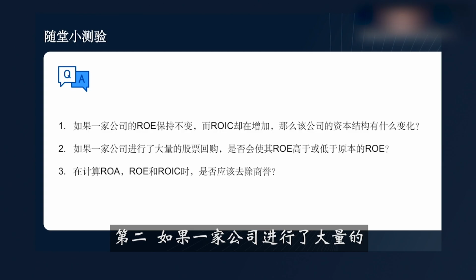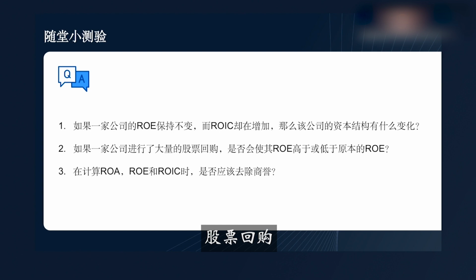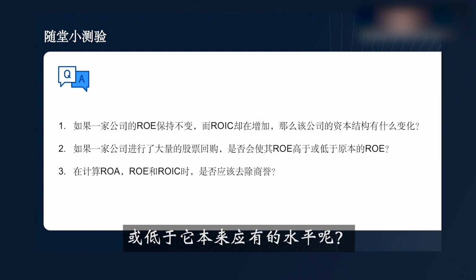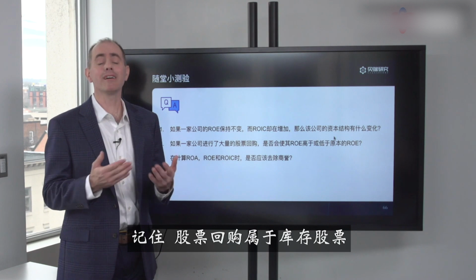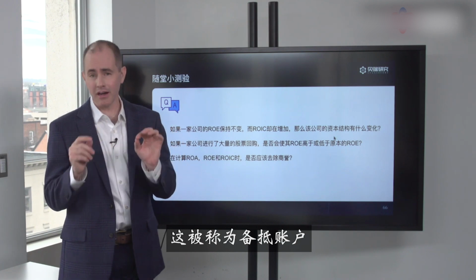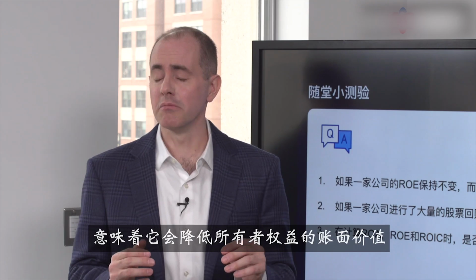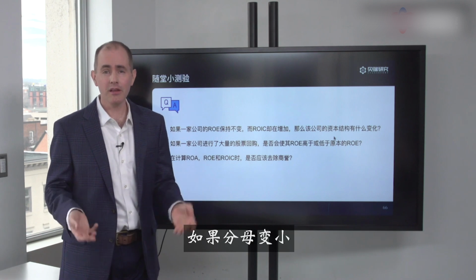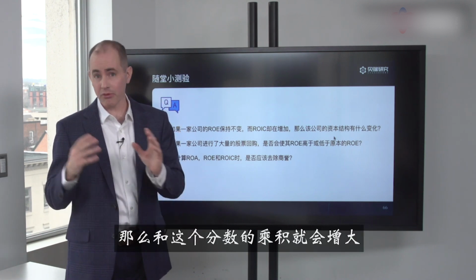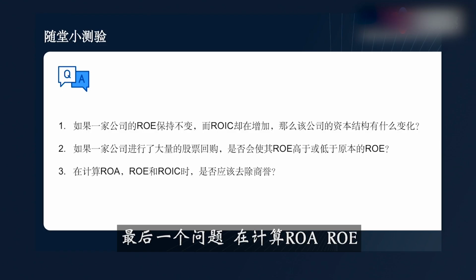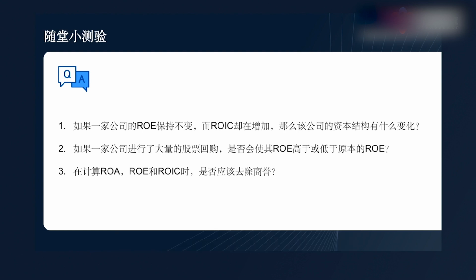Number two, if a company has done a lot of share repurchasing, will that make its ROE higher or lower than it would have been otherwise? Well, it will make it higher. Share repurchases, remember, go into treasury stock, which is called a contra account, meaning it reduces the book value of equity. Since equity is your denominator in return on equity, if your denominator shrinks, the product of that fraction goes up.